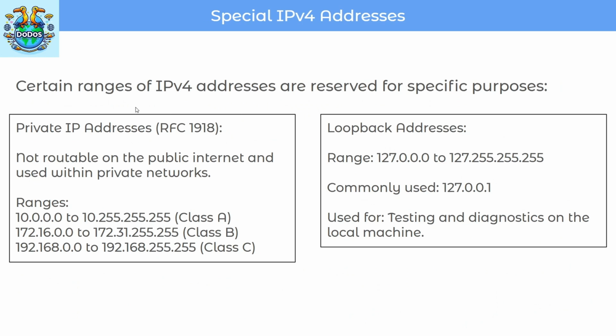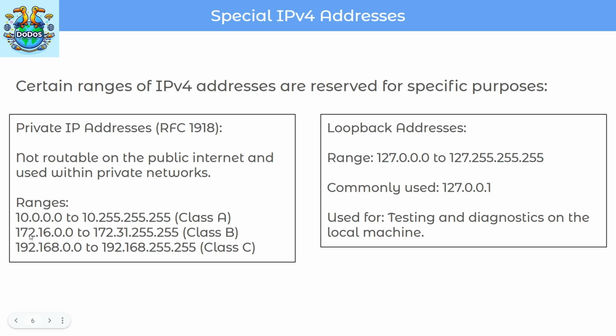Special IPv4 addresses. Certain ranges of IPv4 addresses are reserved for specific purposes. Private IP addresses, also known as RFC 1918, are not routable on the public internet and are used within private networks. This is for conservation of IP addresses for IPv4. Ranges go from 10.0.0.0 to 10.255.255.255 for Class A private addresses. And you need to note these down and memorize them because you will probably see them on the CCNA.